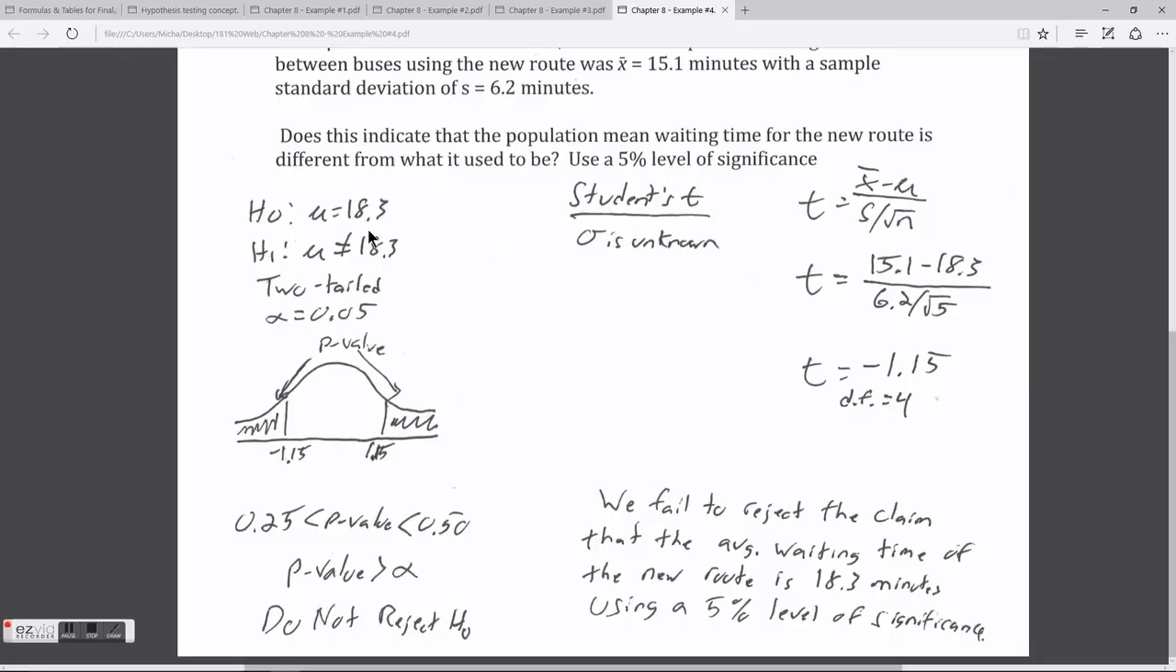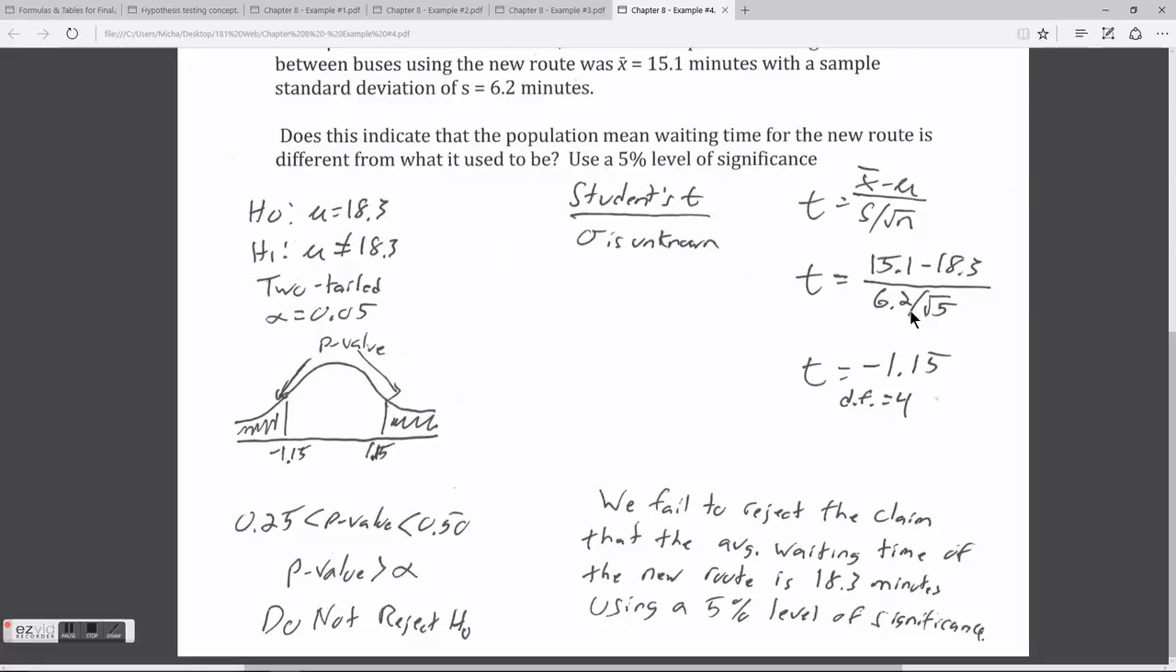And the reason why I failed to reject it is based on a few factors. You might think at first glance that the new waiting time was 3.2 minutes shorter, and that might seem like a lot. It's over 15% difference. But one of the problems with my test is that the standard deviation was very high. It was 6.2. And in addition to that, my sample size was very low. It was only 5. I would have had to have had a much more extreme difference in waiting times for me to reject this null hypothesis just based on a sample of size 5.